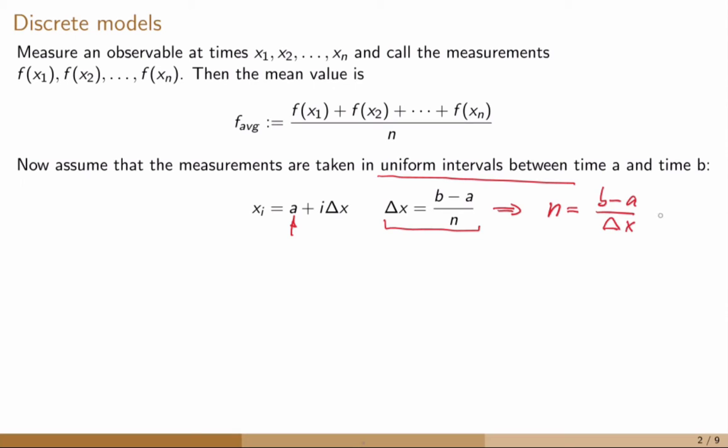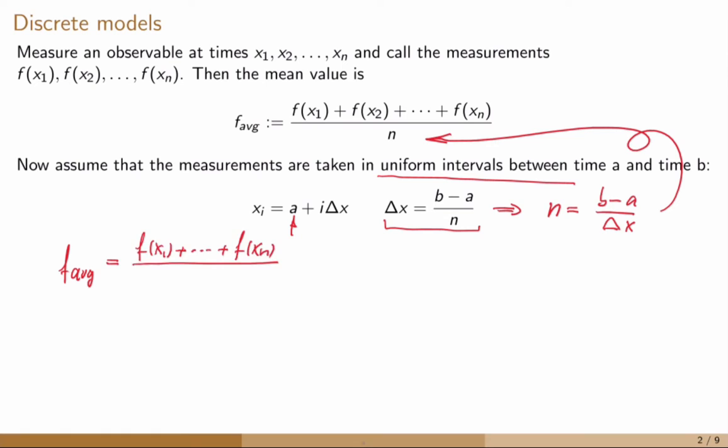Now this I can use and sub in here into this n. So let's just do this just for fun. So then f average is equal to f of x1 plus and so on plus f of xn divided by b minus a divided by delta x. So I get delta x divided by b minus a times f of x1 plus f of xn.